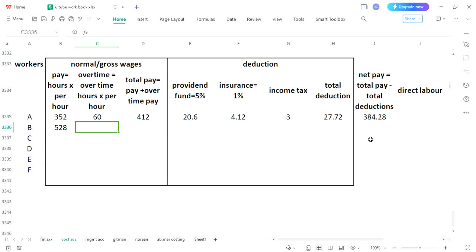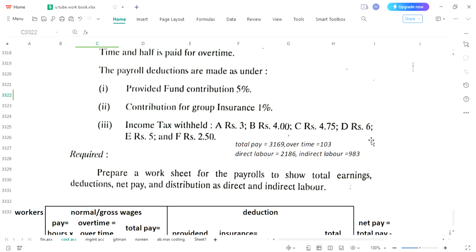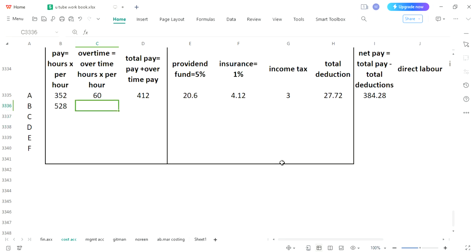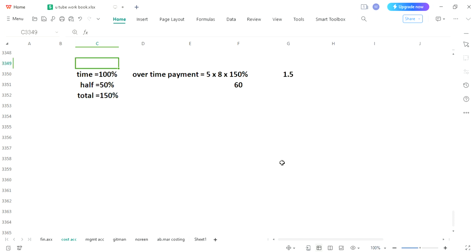Okay, so the next procedure is your overtime. How much overtime had the worker done? Worker B worked 3 hours, per hour rate is 12 and you need to multiply it by 1.5. In this way you have got your answer. We can elaborate here as well, multiply by 1.5. And why 1.5? This was explained over here. 150%, time and half. Time 100%, half 50%, total 150%, and you will get 1.5.